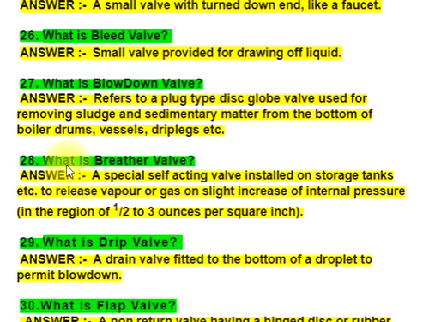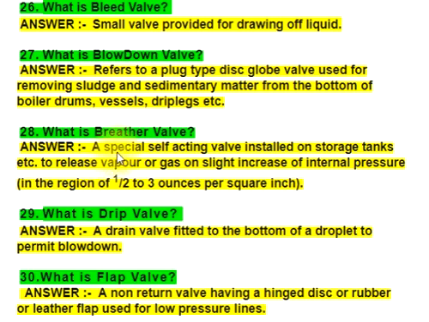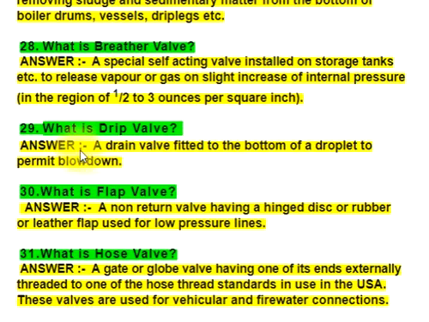28. What is breather valve? Answer: a special self-acting valve installed on storage tanks etc. to release vapor or gas on slight increase of internal pressure in the region of 1/2 to 3 ounces per square inch. 29. What is drip valve? Answer: a drain valve fitted to the bottom of a drip leg to permit blowdown.